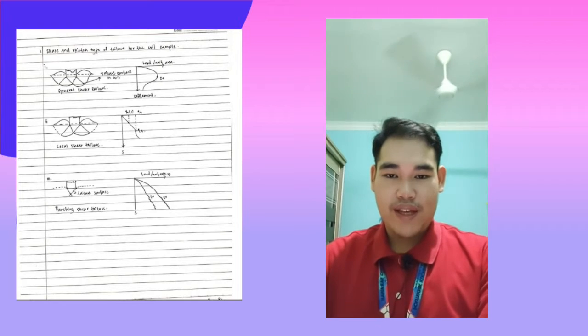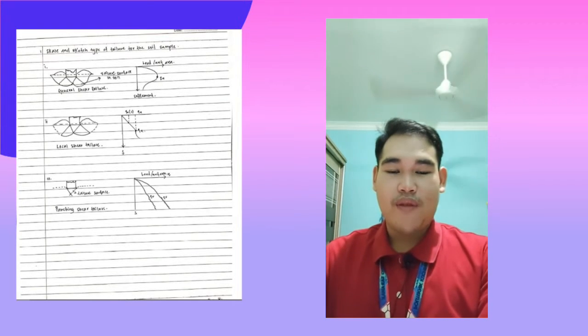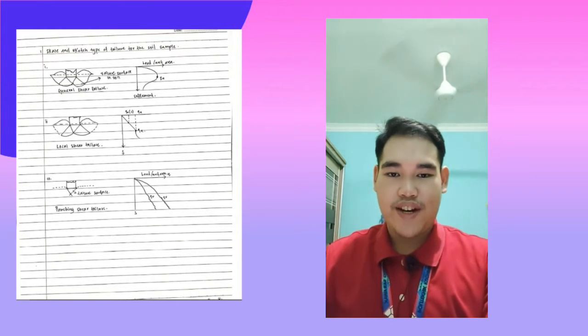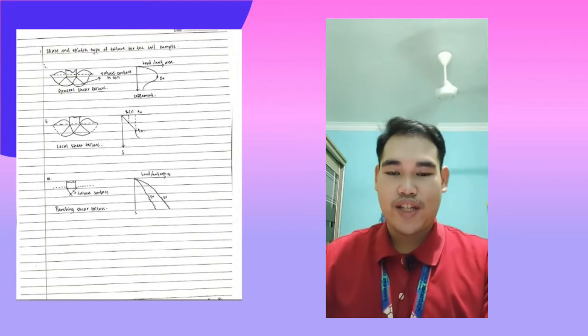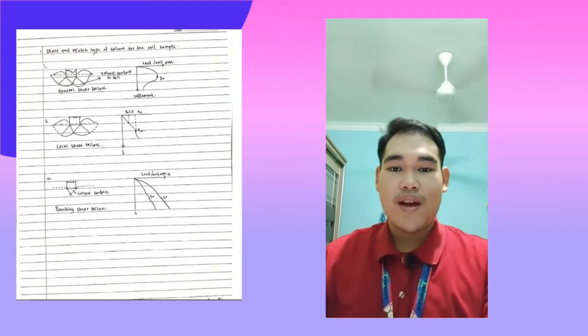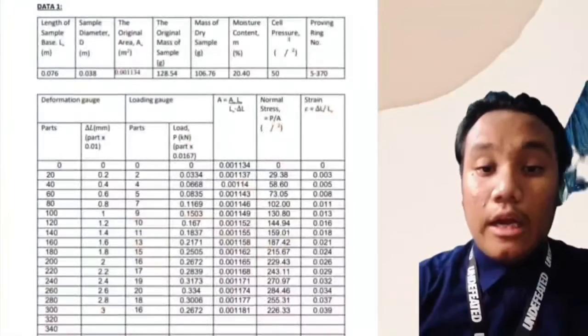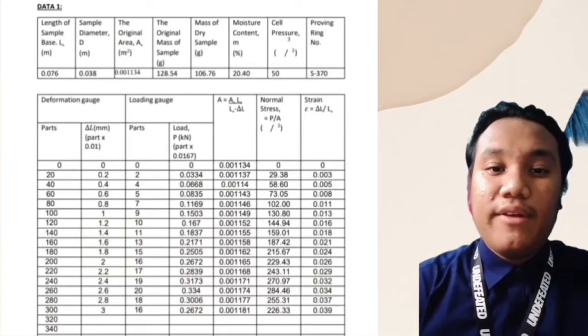As you can see, there are three types of failure for the soil sample. First, general shear failure. Second, local shear failure. Lastly, punching shear failure. Hello everyone, so my name is Melvin Anak Meling.